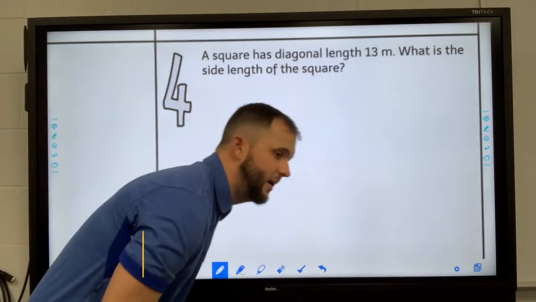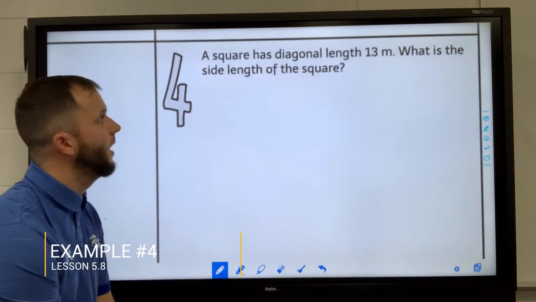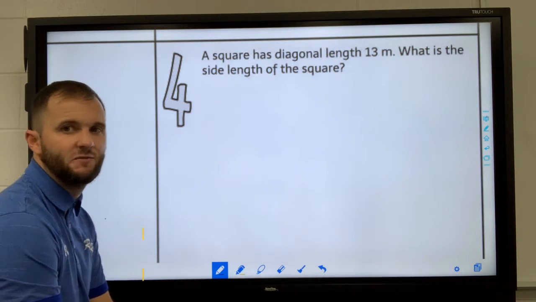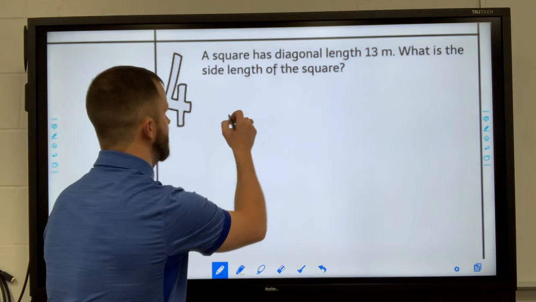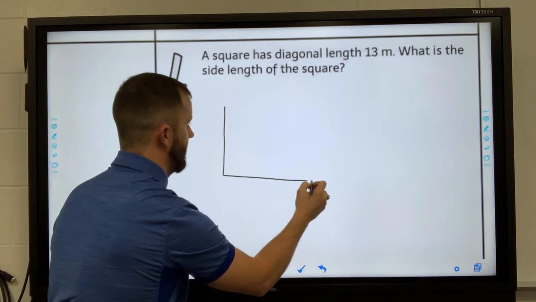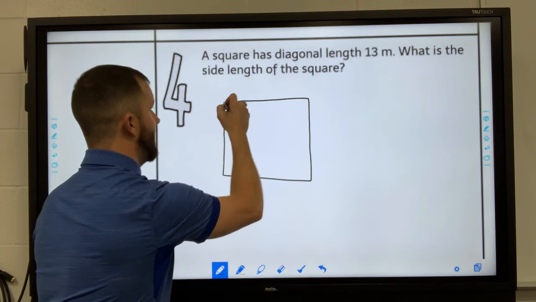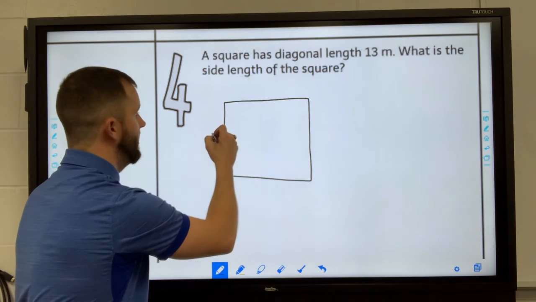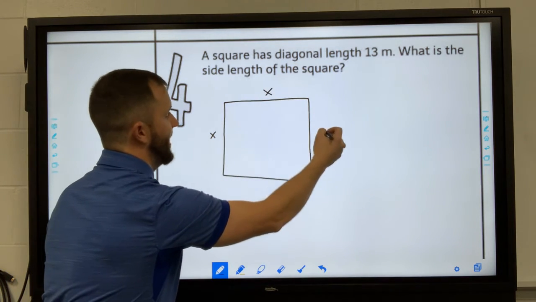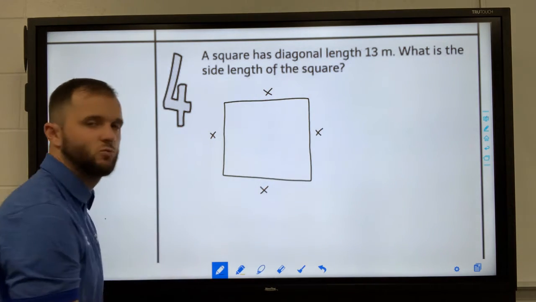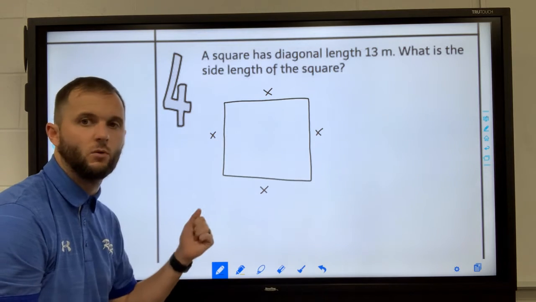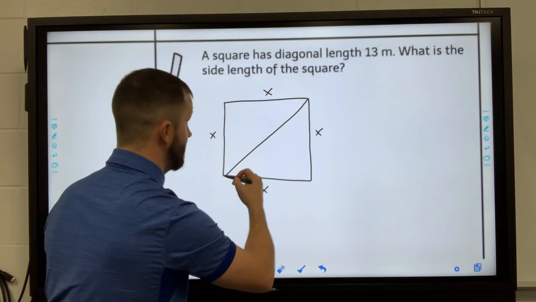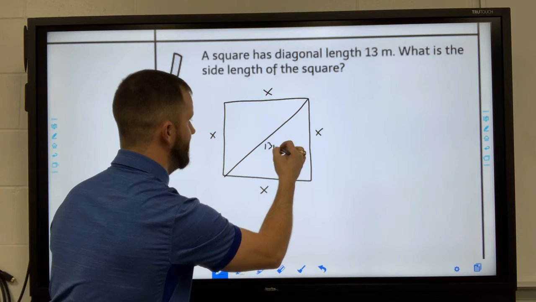All right, and lastly, on example number 4, it says a square has a diagonal length of 13 meters. What is the side length of that square, okay? So first thing is, we need to go ahead and draw us a square. So in a square, I know if this is indeed a true square, that means all of these measurements on the side lengths are going to be congruent to each other. So I'm just representing it as x all the way around the board. So it's given me a diagonal of that. So the diagonal is going to be 13 meters.